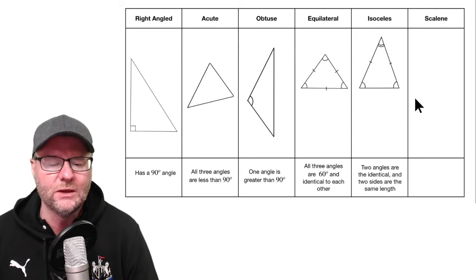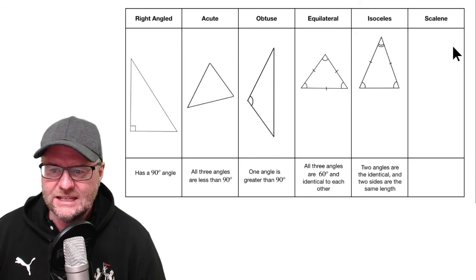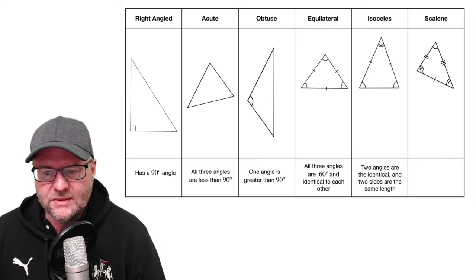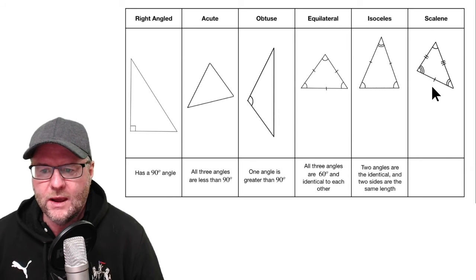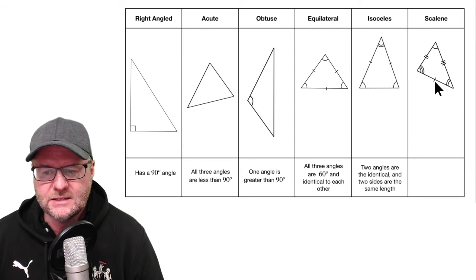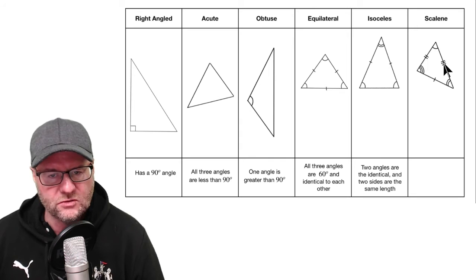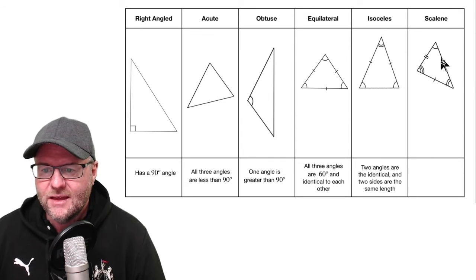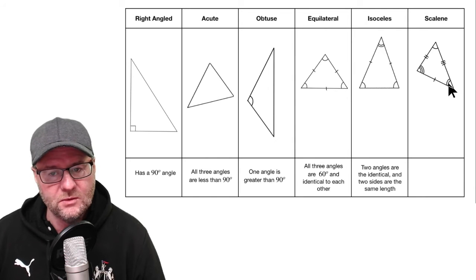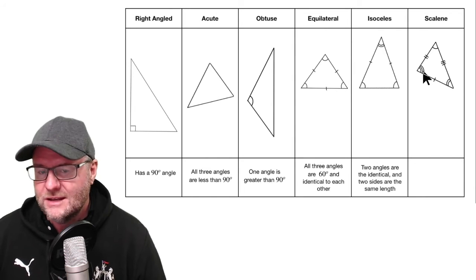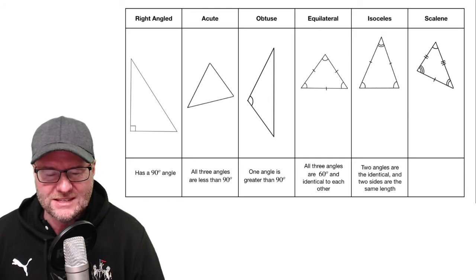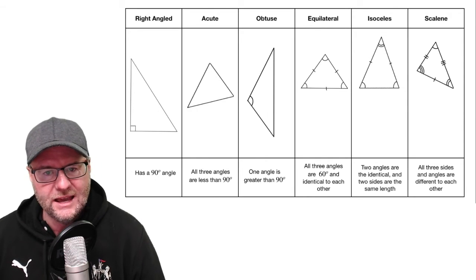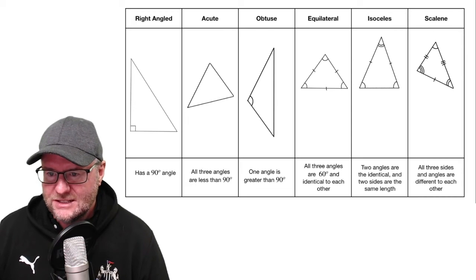The last one we're going to look at is called a scalene triangle. From what we've just learned about these symbols, I'm looking at that thinking, wow, none of those are the same. That's a single, that's a double, that's a triple. So none of them are the same length. That's a single curve, a double curve, a triple curve. None of the angles are the same value. So a scalene triangle has all three sides and all three angles different to each other.